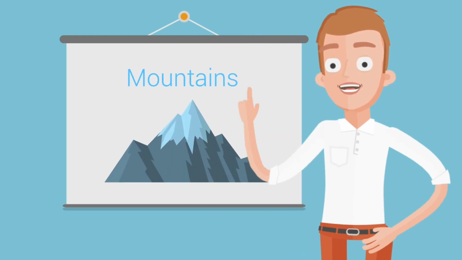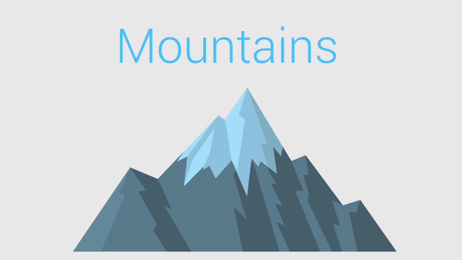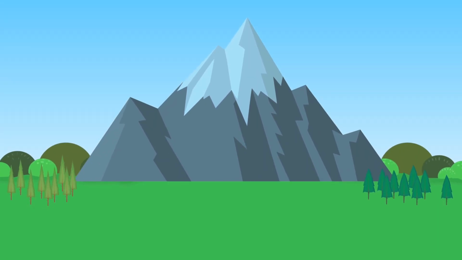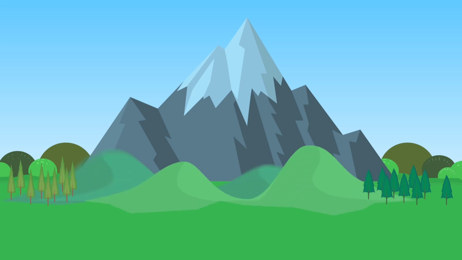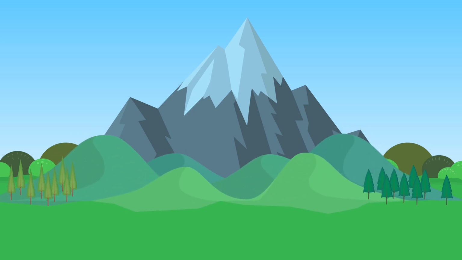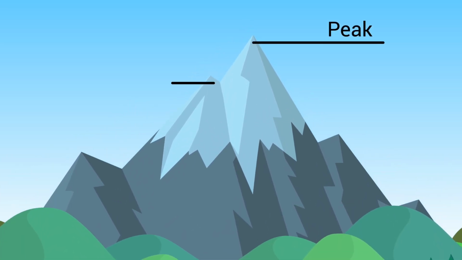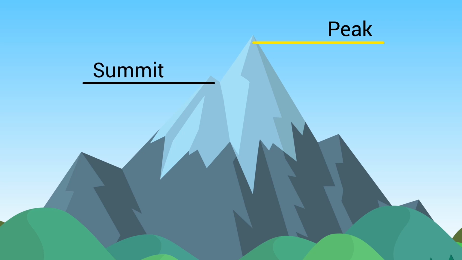Now let's talk about mountains. A mountain is a form of land that rises from the Earth's surface, above its surroundings. Mountains are much taller than hills, and unlike hills, they have a peak and a summit. The peak is the highest point of a mountain, while the summit is the highest point that a person can reach. This means a mountain climber can reach the summit, but not the peak.